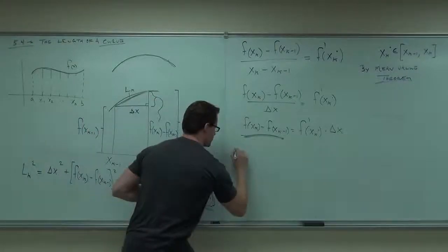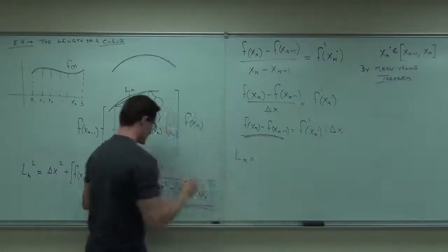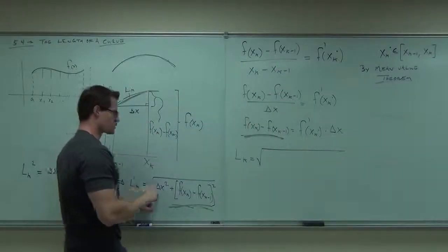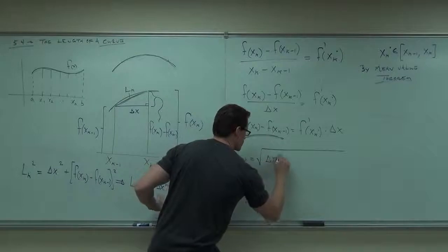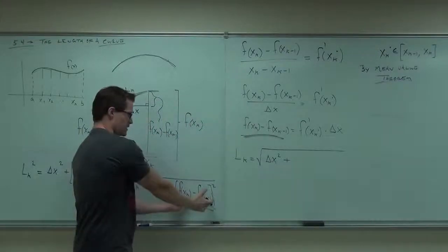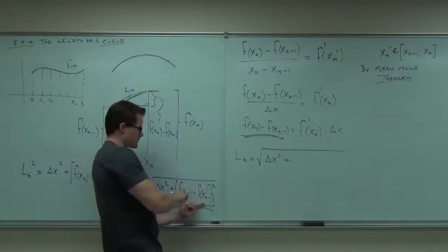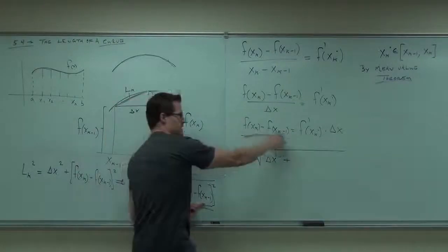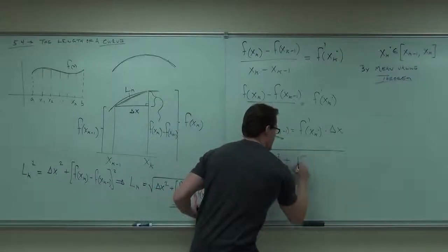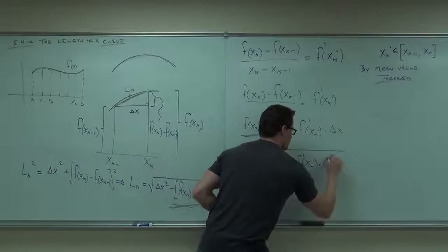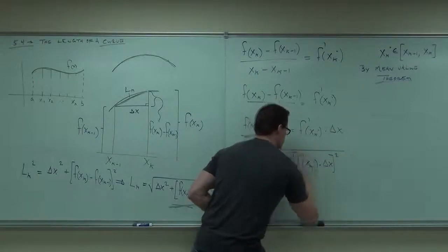So L sub k equals the square root. Inside the square root, we have delta x squared plus this big fat piece of junk, which we're going to replace. Instead of this, we have f of x sub k minus f of x sub k minus 1. That's that. We're going to have f prime of x sub k dot, or x_k dot, times delta x. Don't forget it has to be squared.